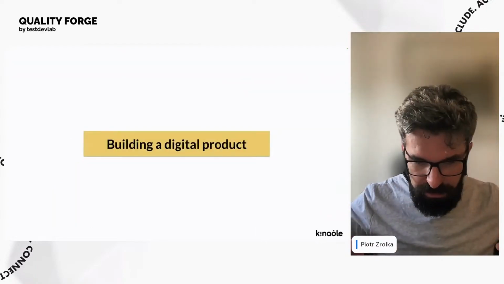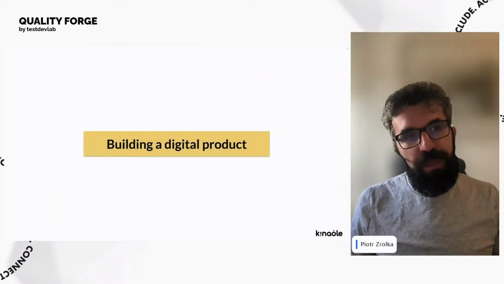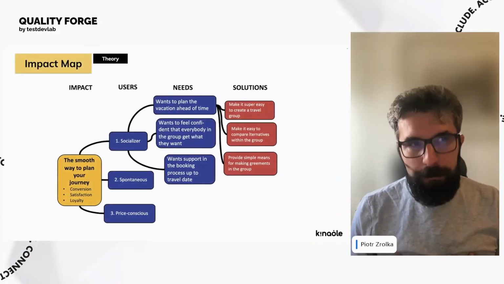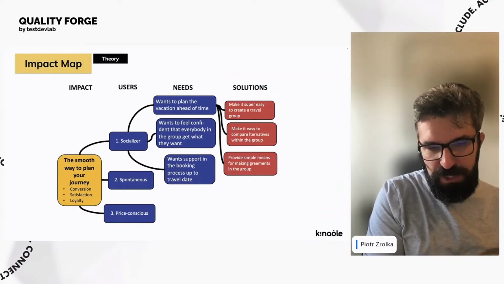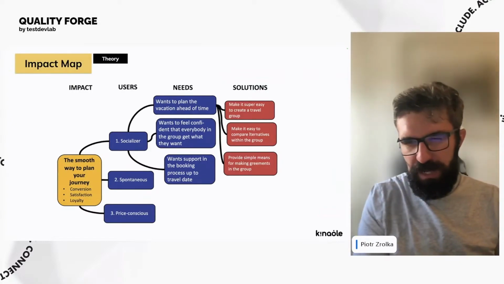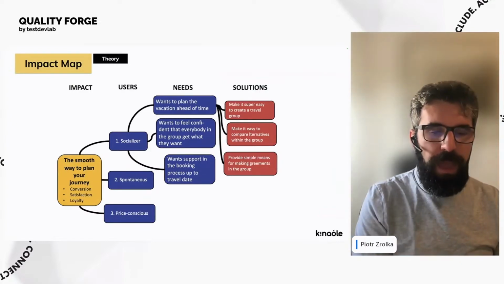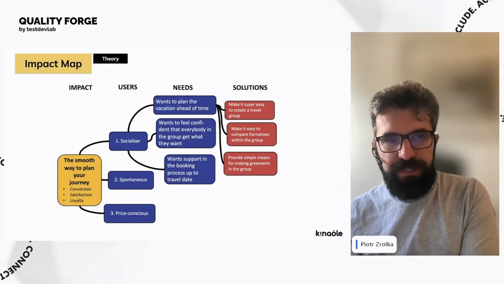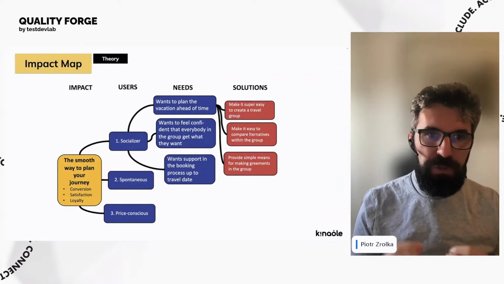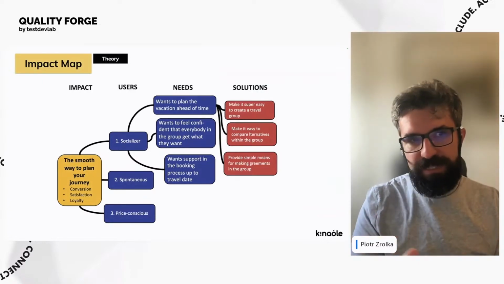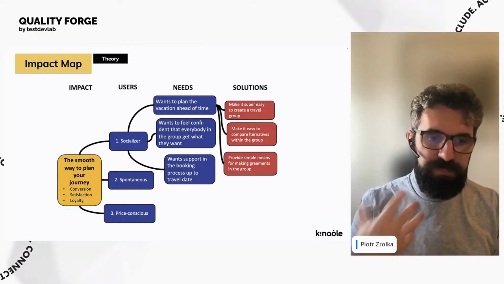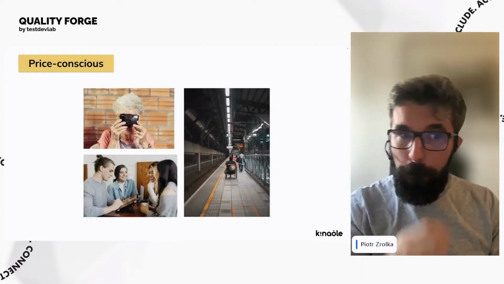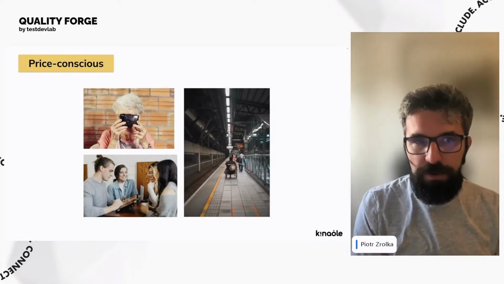So we're starting to build a digital product. And usually what I'm using, I love to use the impact map, because I don't want to attach to a persona. Usually the persona is like, oh, beautiful, somebody who has wealth, has work, has 5 kids. I prefer to talk about user needs. In this example, you have a socializer, a spontaneous person, but you also have a price-conscious one. And who might be price-conscious? It might be older women.